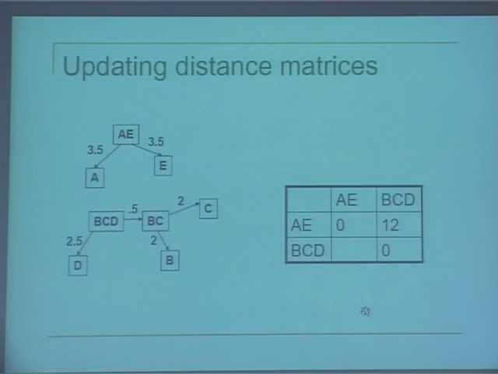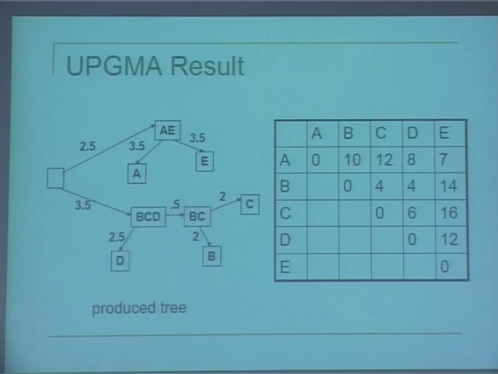We only have 2 groups left, as you can see, AE and BCD. The only thing left is to combine these 2 groups in the final step, AE and BCD. The distance of 12 is split into 6 and 6. The path from this root node to the leaf nodes is going to be 6, and from this root node to all the leaf nodes here is also going to be 6. And this is the final tree produced by UPGMA.